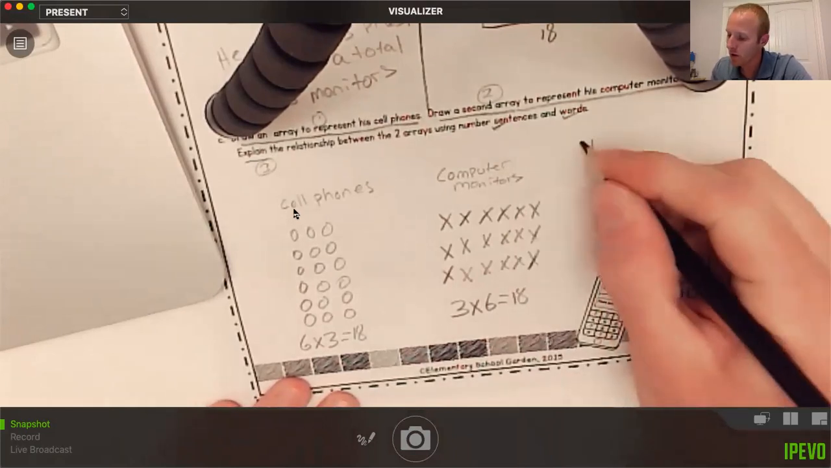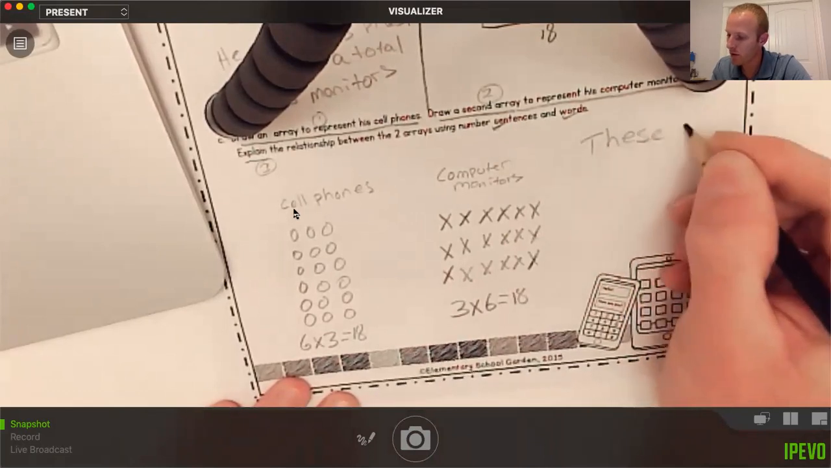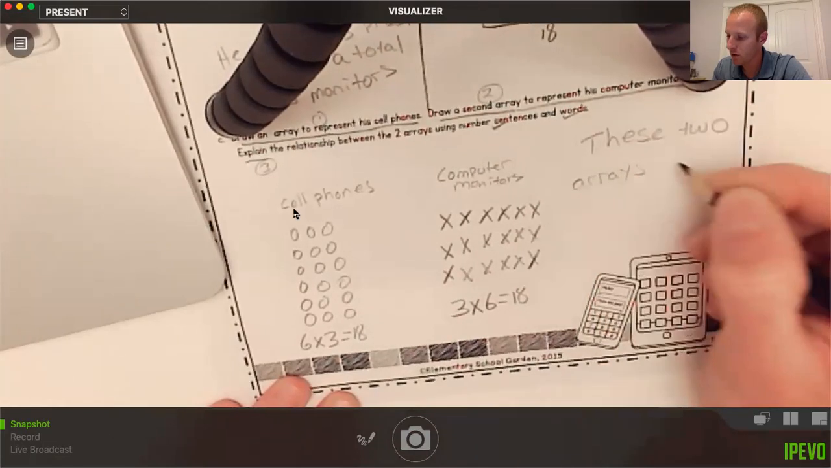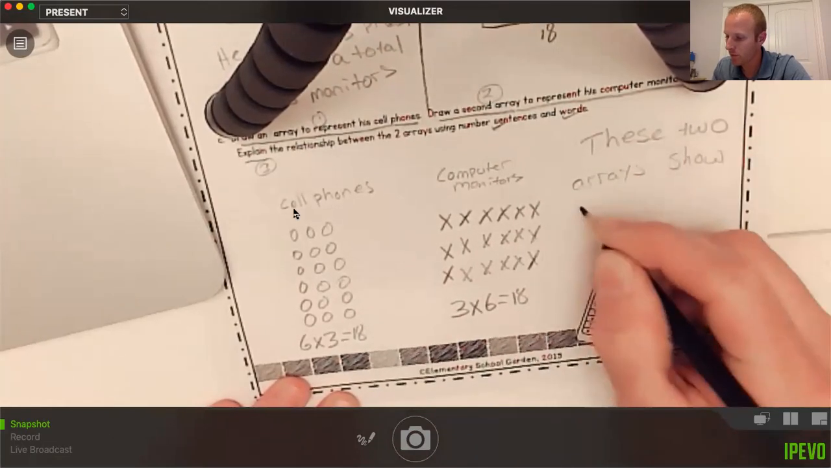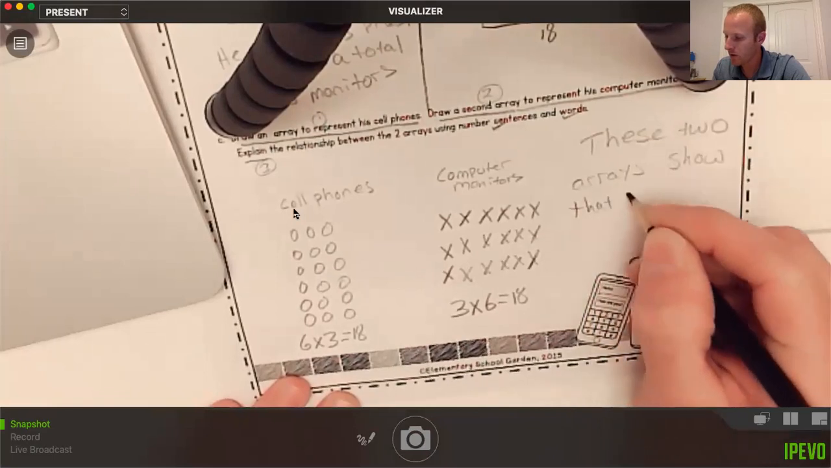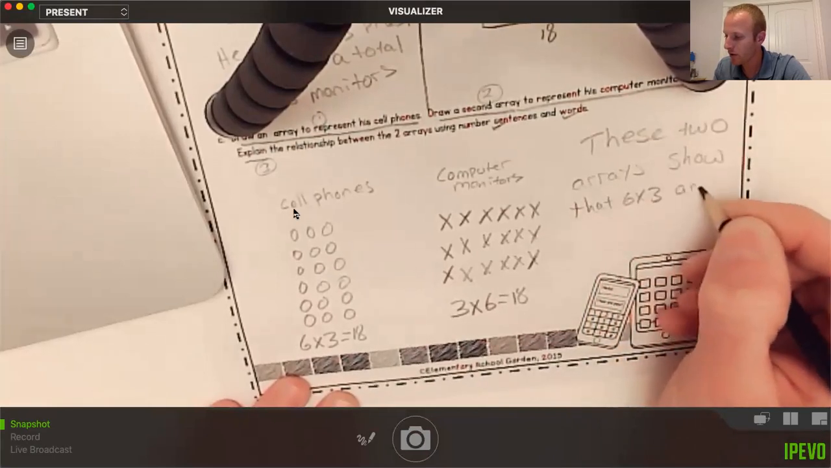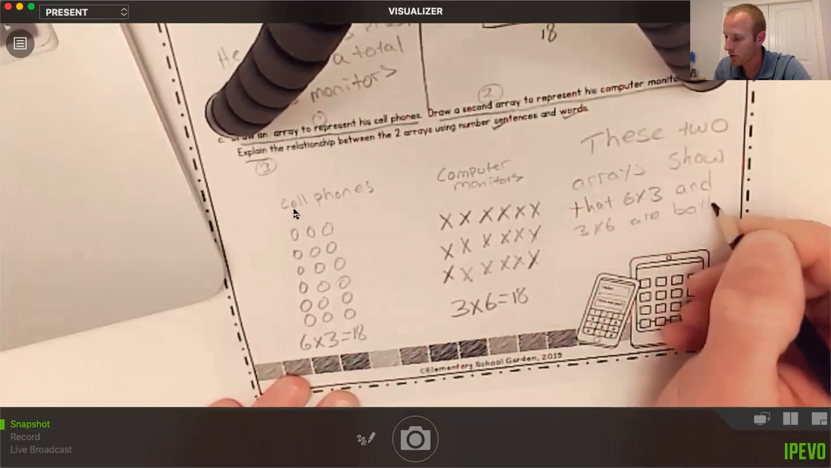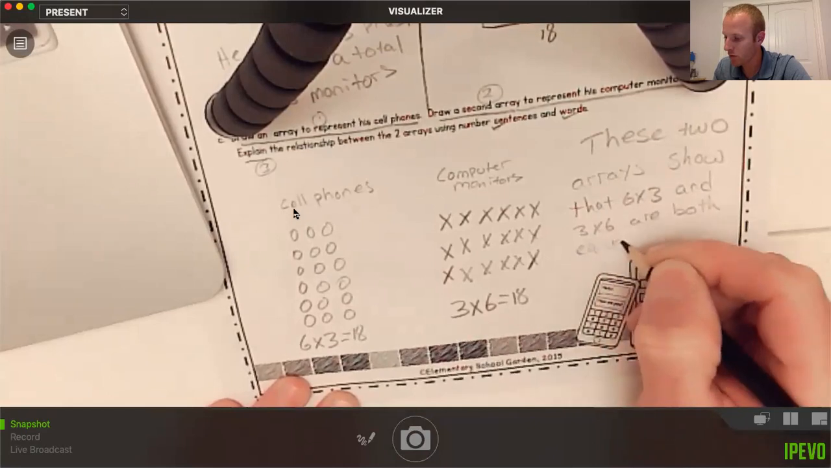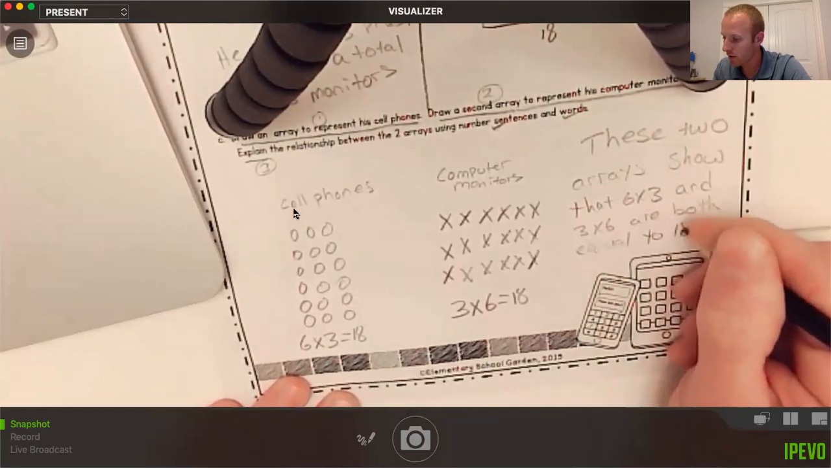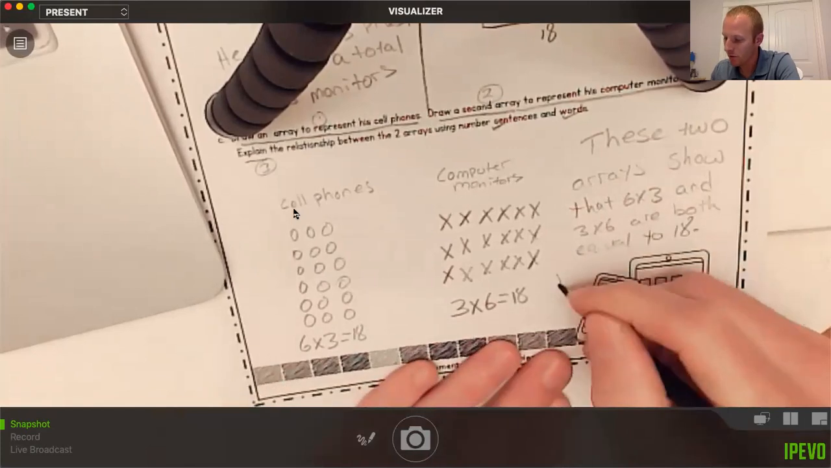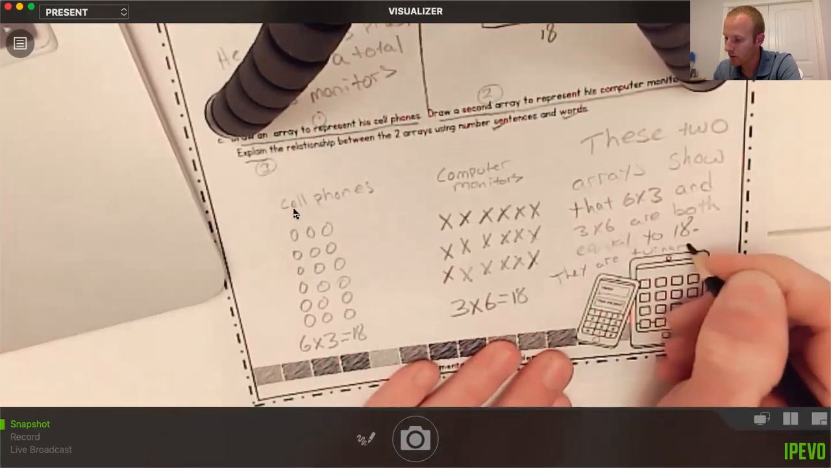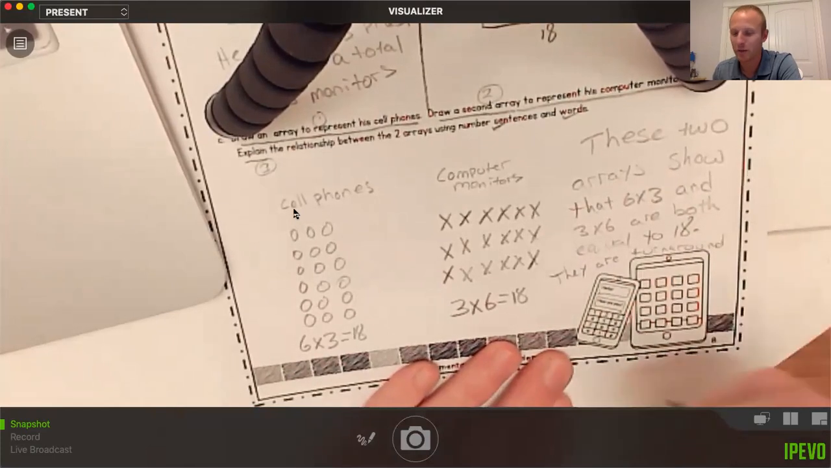So these 2 arrays show that 6 times 3 and 3 times 6 are both equal to 18. They are turnaround facts. I'm running out of room here, but I'll keep going.